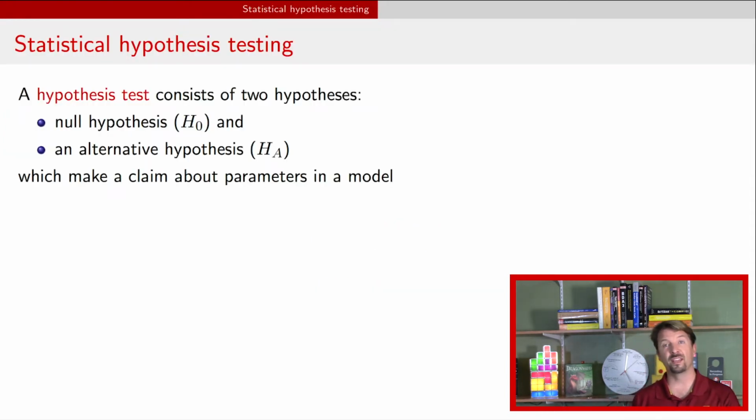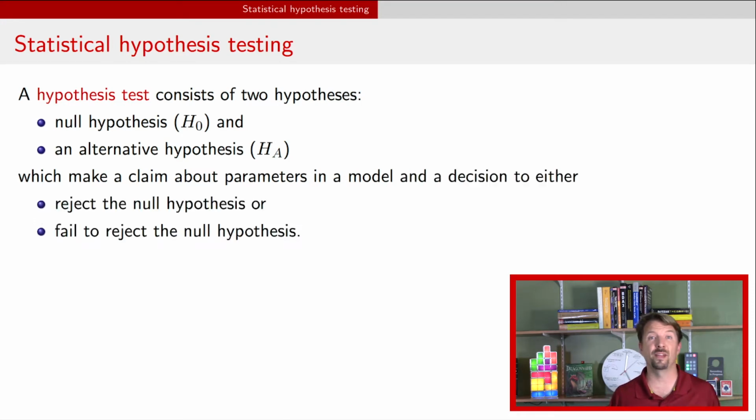As a reminder, a statistical hypothesis test has two hypotheses, a null and an alternative, and really these hypotheses make statements about parameters in models. Ultimately, your goal is to make a claim about these hypotheses and either reject or fail to reject the null hypothesis. And I'll remind you at the end of the video about what that really means.